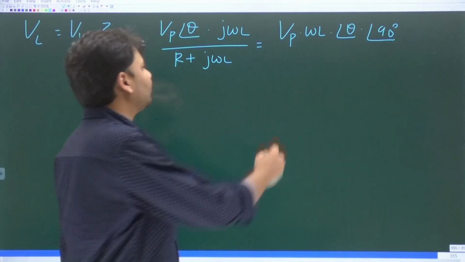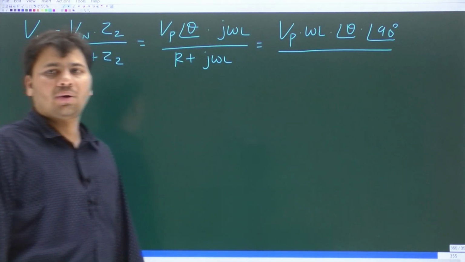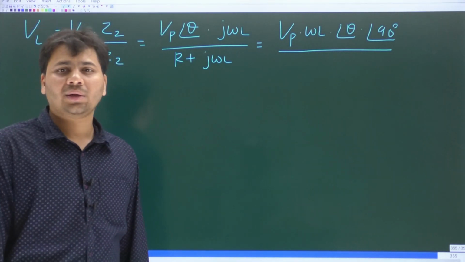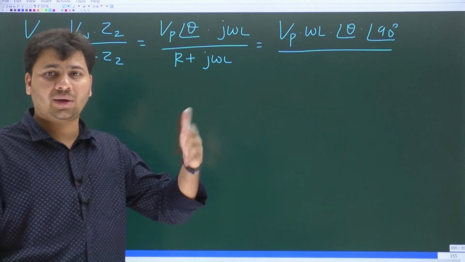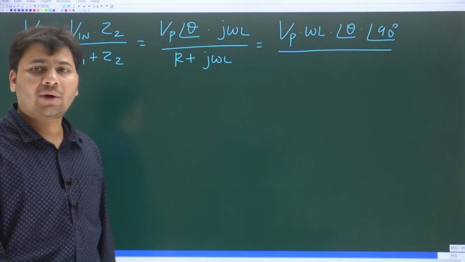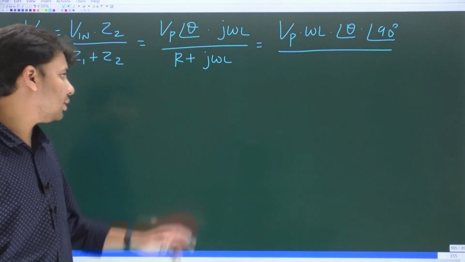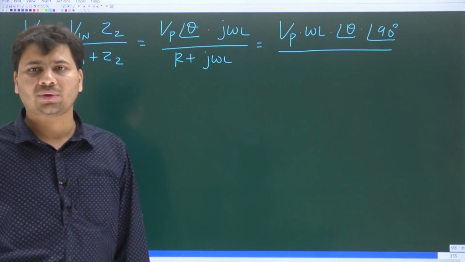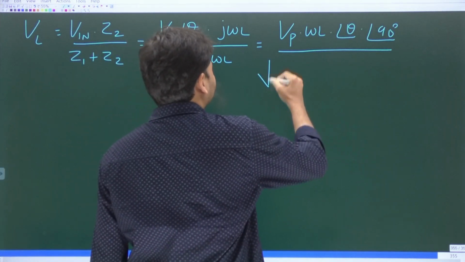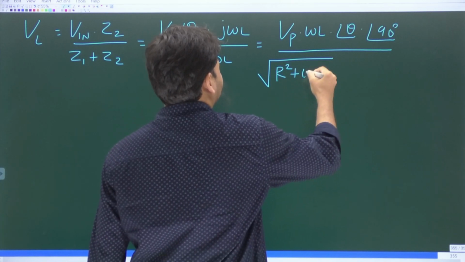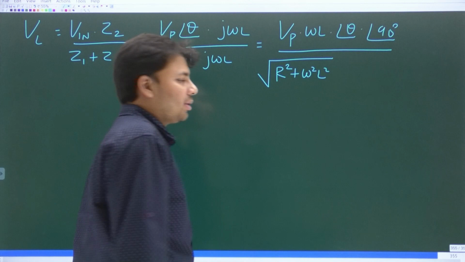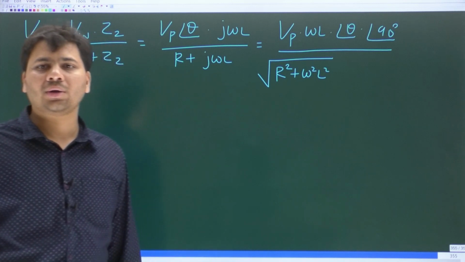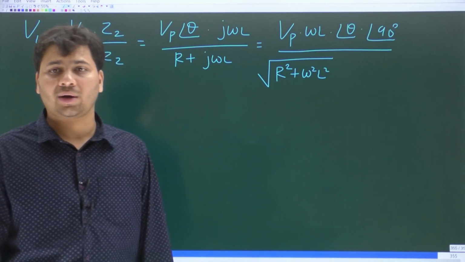And then if you look at the denominator, it is R plus j omega L. Clearly it is in rectangular form, which can be expressed in polar form. Polar form means magnitude followed by the phase angle. What is the magnitude of this complex number in the denominator? Square root of R square plus omega square L square, followed by the angle of this complex number. Angle of any complex number, you know, is tan inverse imaginary part divided by real part.